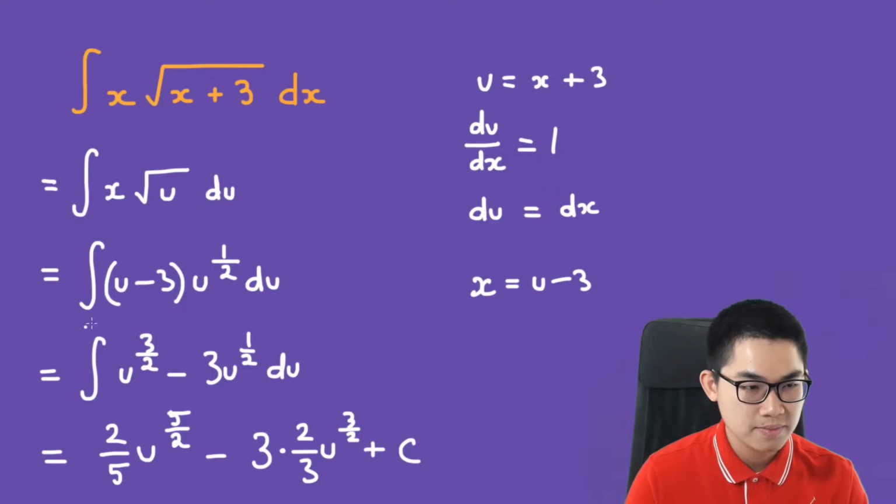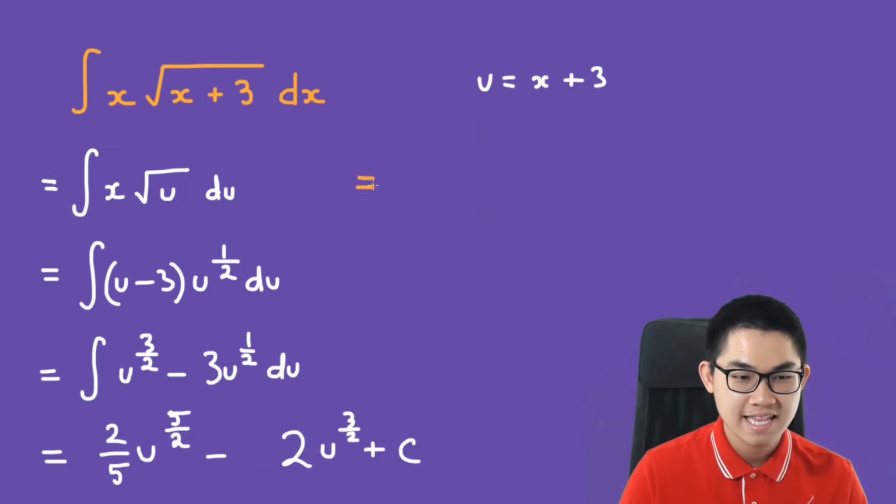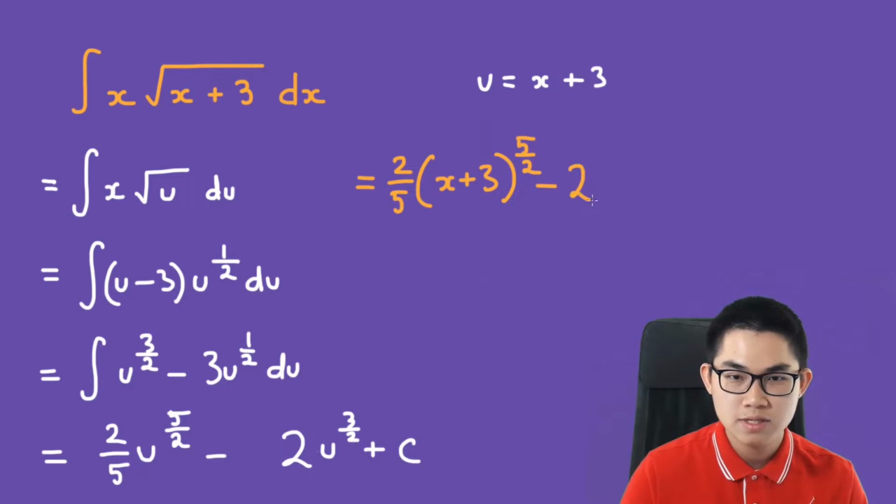So let's further simplify this into 2. And the last step is to put the u back. So we have 2 over 5 times (x + 3) to the power of 5 over 2, minus 2 times (x + 3) to the power of 3 over 2, plus c.